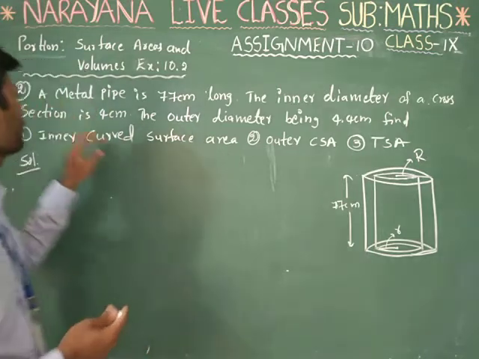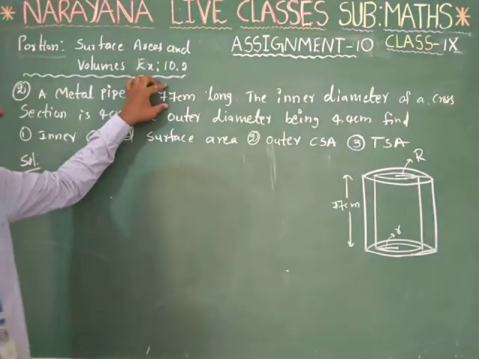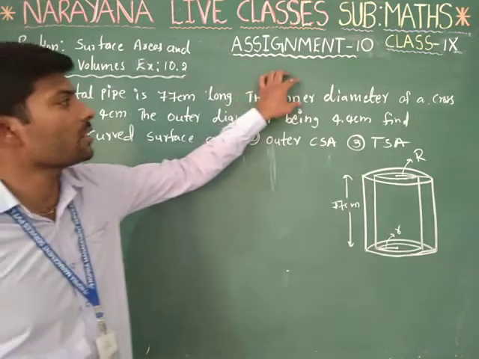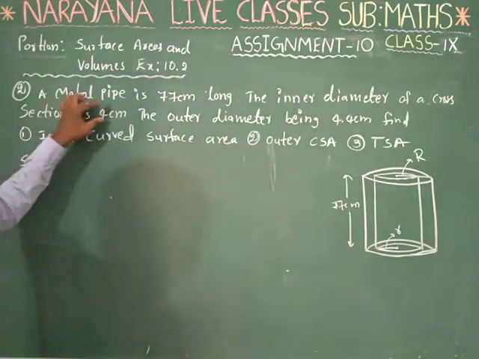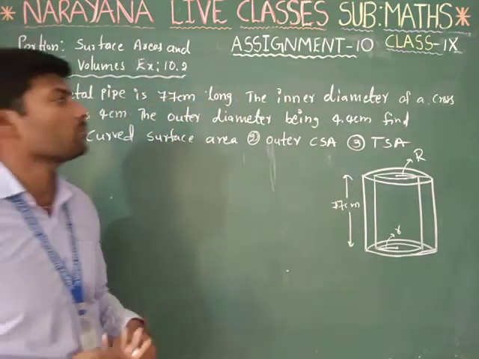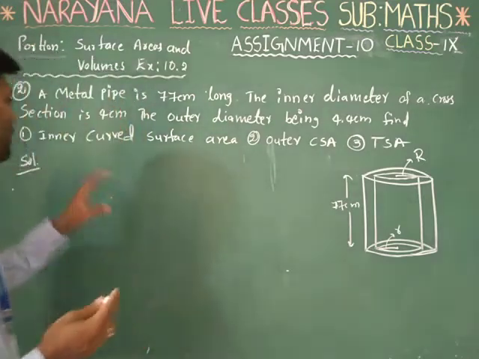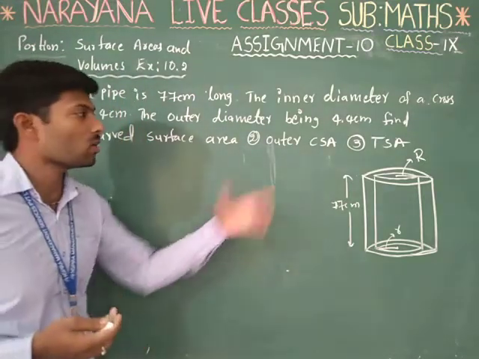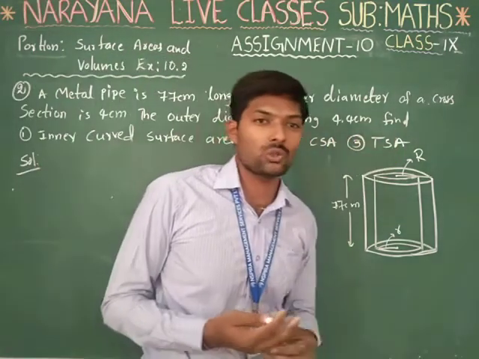Let us move on to the second question. A metal pipe is 77 centimeters long. The inner diameter of a cross section is 4 centimeter, the outer diameter being 4.4 centimeter. Find the inner curved surface area, the outer curved surface area, and the third one is the total surface area.